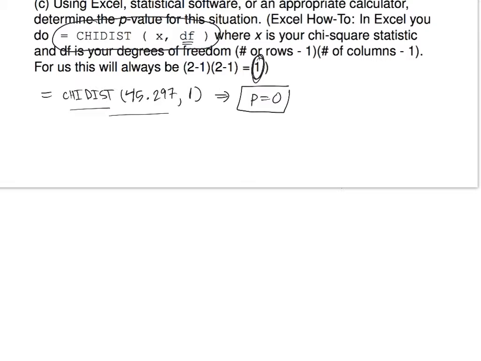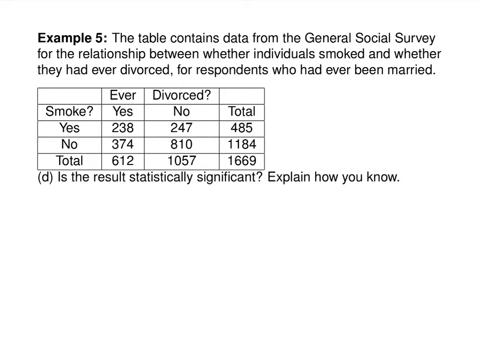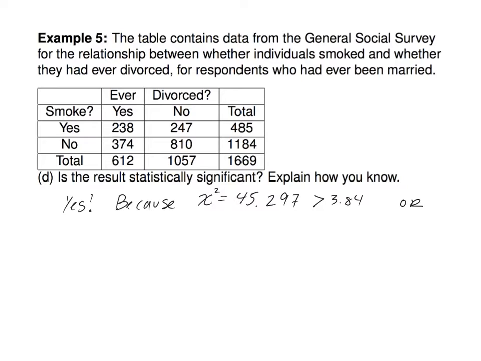All right. So based on both of those things, is the result statistically significant? Yes or no? Yes. And you can say because chi-squared is 45.297, and that's bigger than 3.84. Or you can say p is equal to 0, which is less than 0.05, right? Either one of those is the why. If it's a test or a quiz where you have no software, you would just have to use the chi-squared statistic.